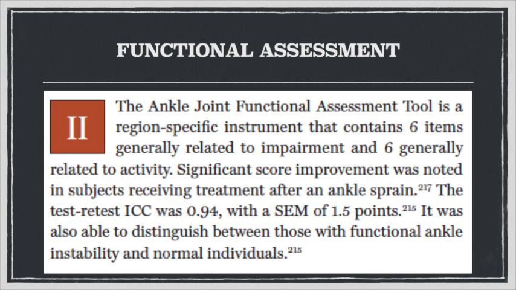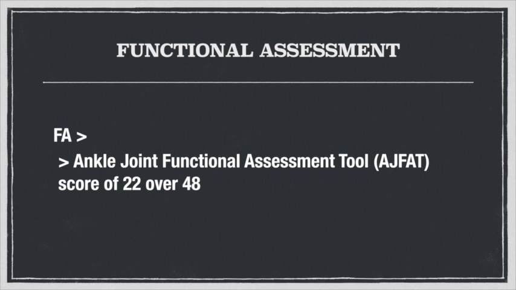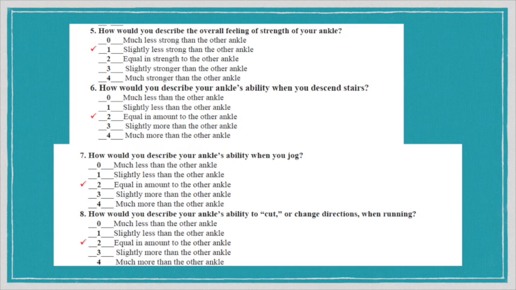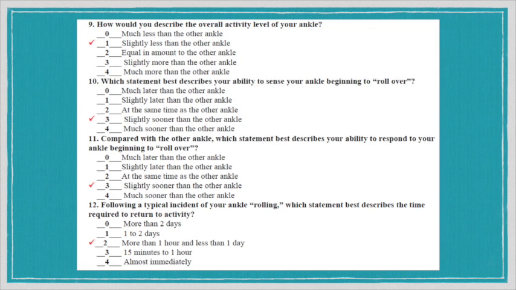The first outcome measure used for this functional assessment is the Ankle Joint Functional Assessment Tool. This is composed of 12 questions wherein the subject is instructed to answer each question by choosing the statement which best describes the current situation of the involved ankle, as compared with the contralateral ankle. The statements are graded 0 to 4, wherein a higher grade is equivalent to a greater functional ability. As a summary, a lesser AJFAT score shows a lesser functional ability. Despite the tool's ability to effectively distinguish between those with functional ankle instability and normal individuals, the tool does not have sufficient information regarding the minimal clinically important difference, or the MCID.